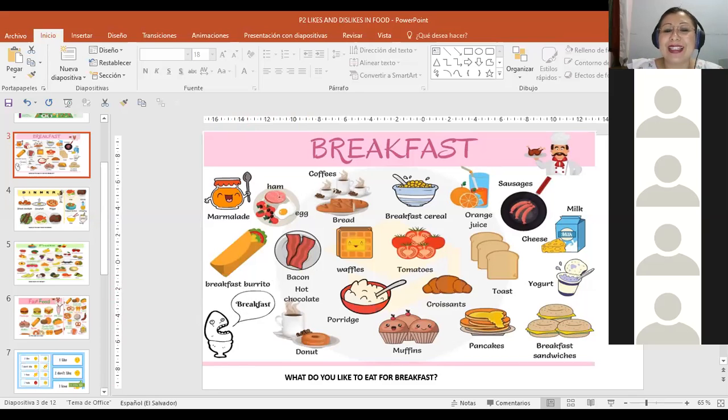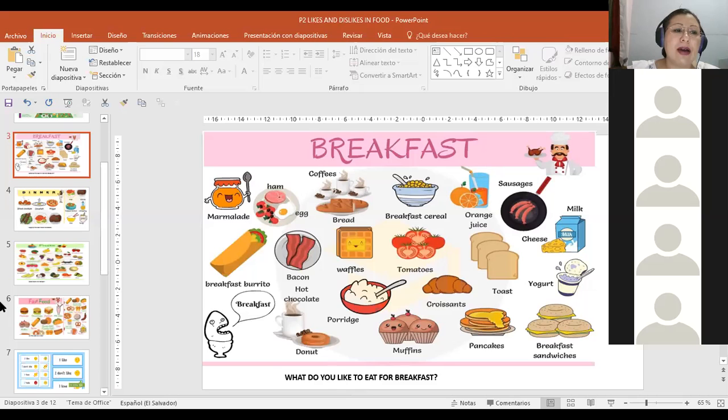Okay, very good. So now the question is, what do you like to eat for breakfast? So I will take a picture of this and I will send it to you because later we are going to have a complete conversation sharing what do you like to eat for different meals during the week. And I mean, during the day. Okay, very good. So I will send you this later.